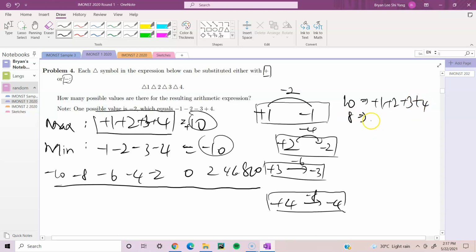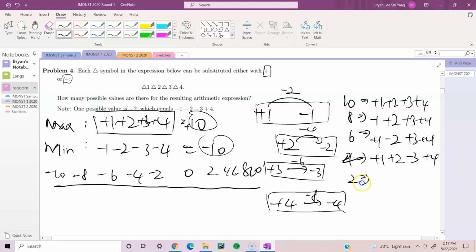So we need to make the positive 1, we must turn it into a negative 1. So we have a negative 1, plus 2, plus 3, plus 4. And for 6, it will be 10 minus 4, so we just turn the positive 2 into a negative 2, so it's a plus 1 minus 2, and then plus 3 plus 4, and then for the 4, same thing, minus 6, so we just turn the positive 3 to a negative 3.